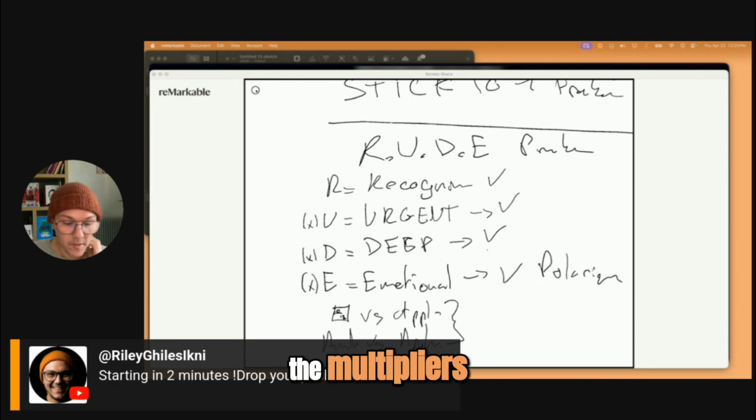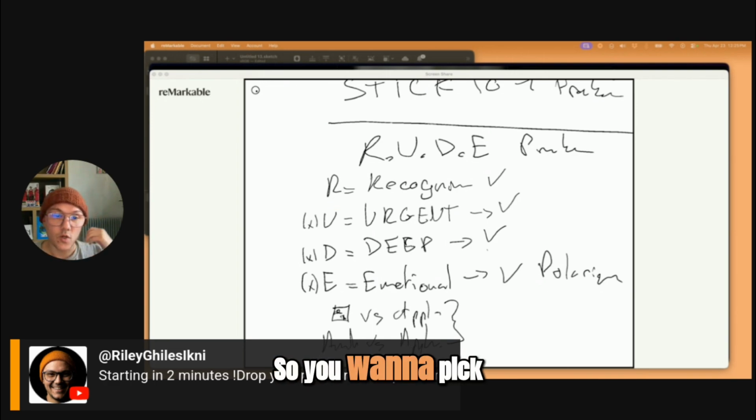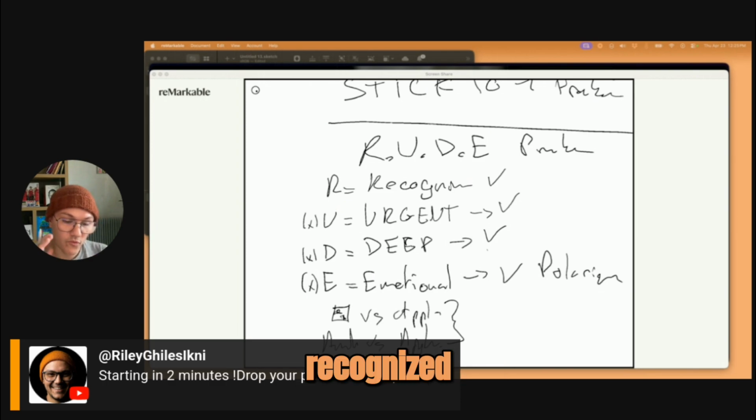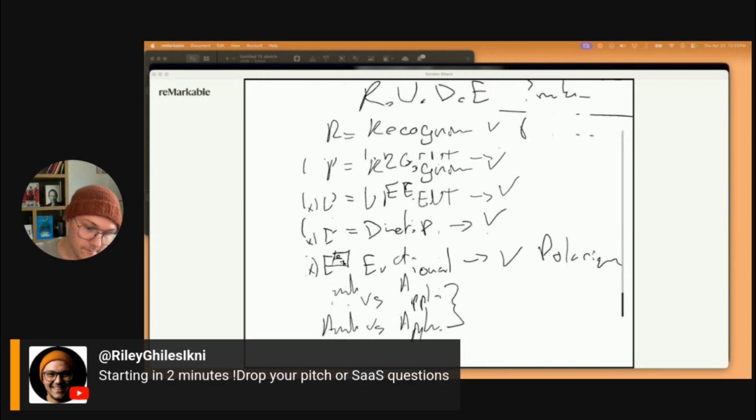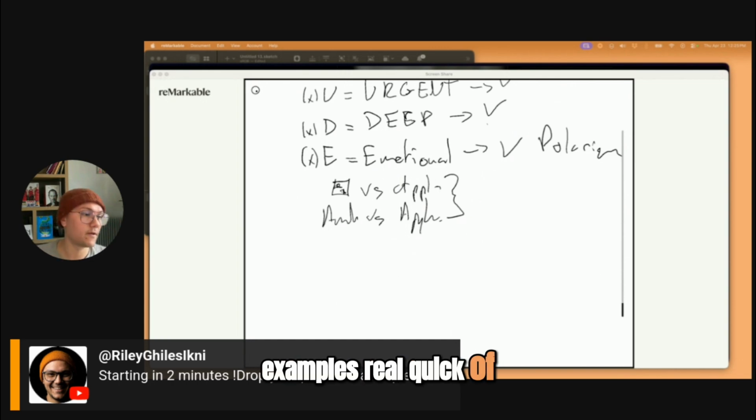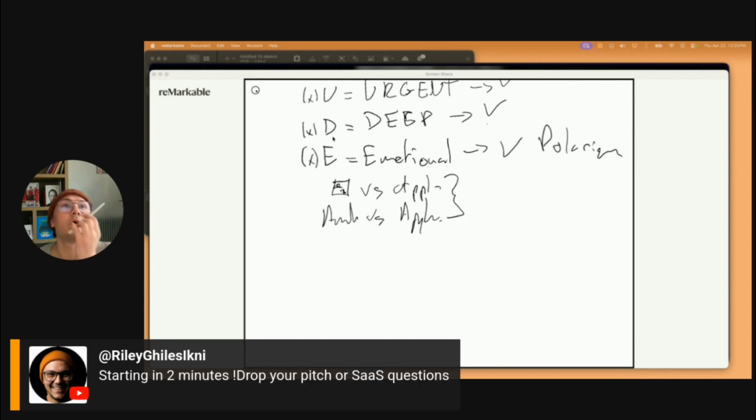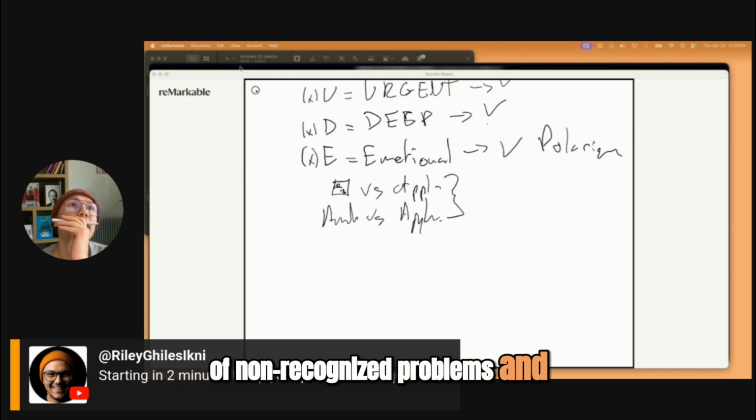And then you have the multipliers: urgent, deep, and emotional. So you want to pick a problem that is root, recognized, urgent, deep, and emotional. Let me show you examples real quick of non-recognized problems and recognized problems.